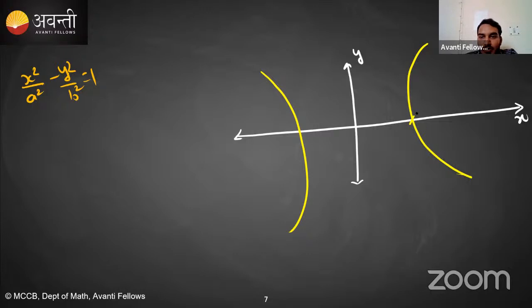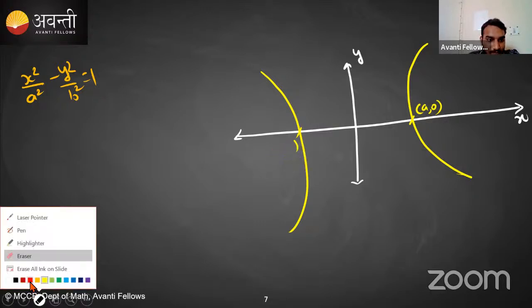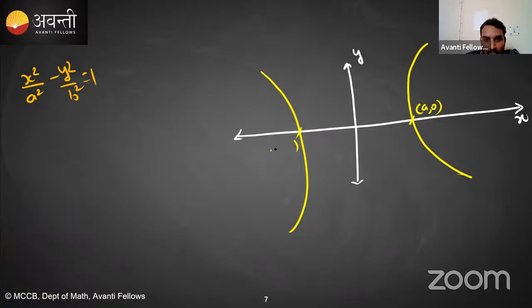This is the point where y is 0. So when you put y equal to 0, you will get x equal to plus minus a. Yes or no? So this is (a, 0) and this is (minus a, 0). Clear? Okay. So let's call this A dash.